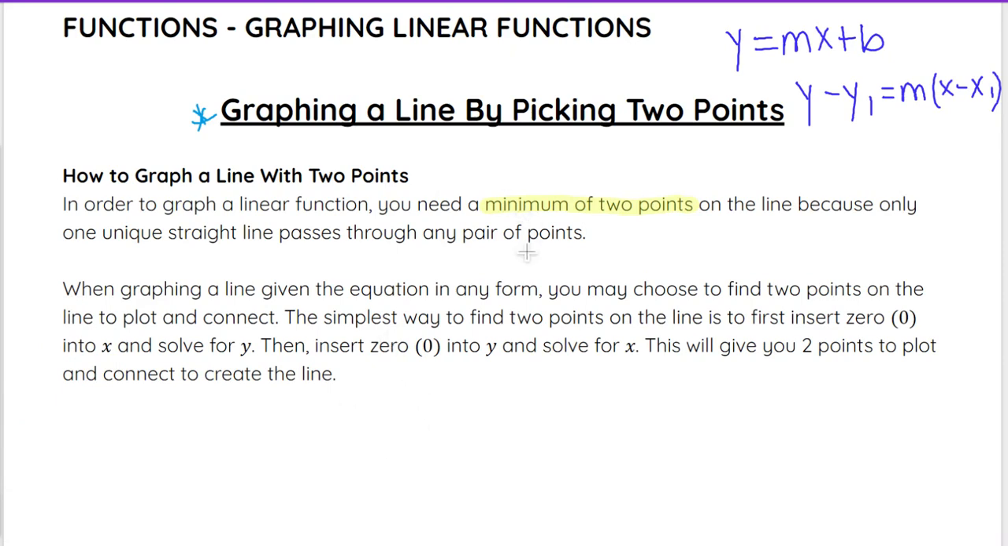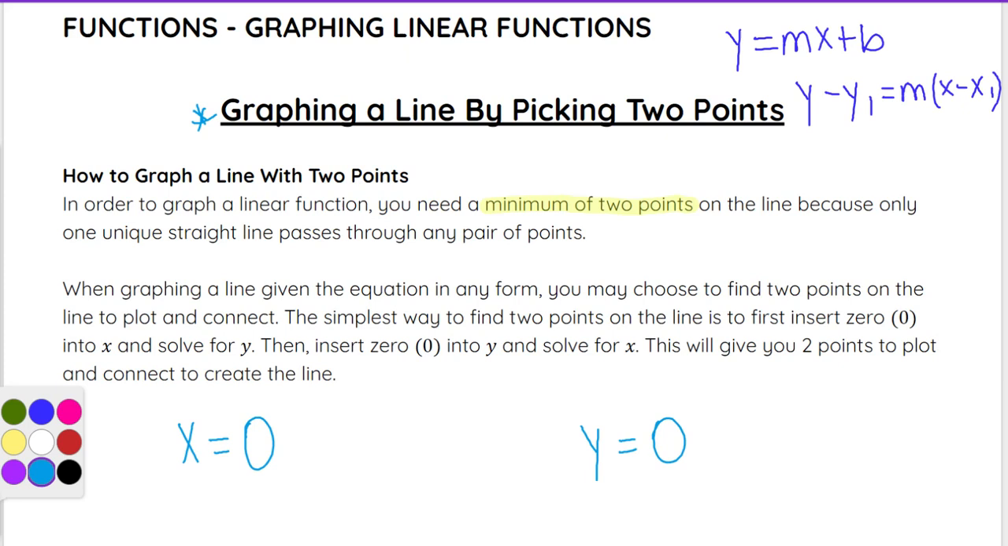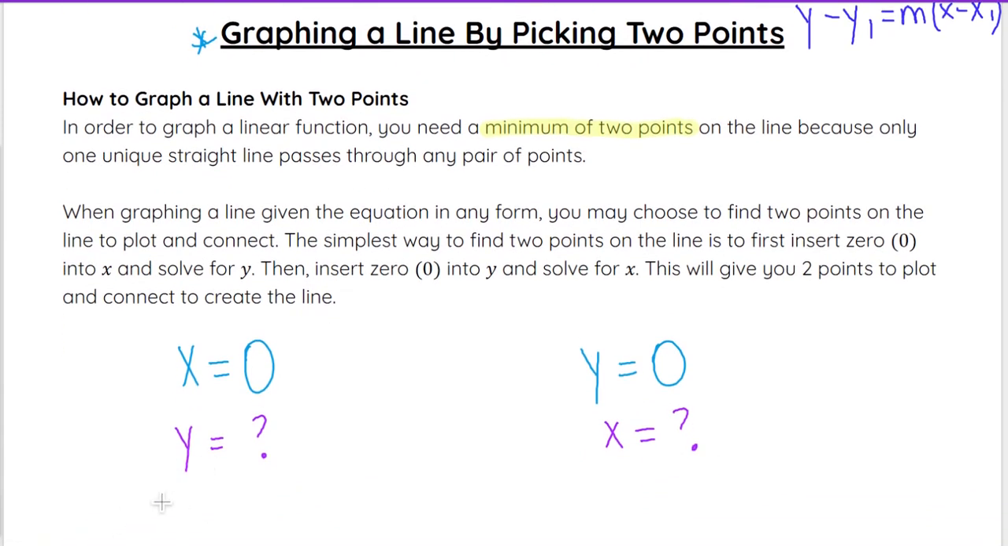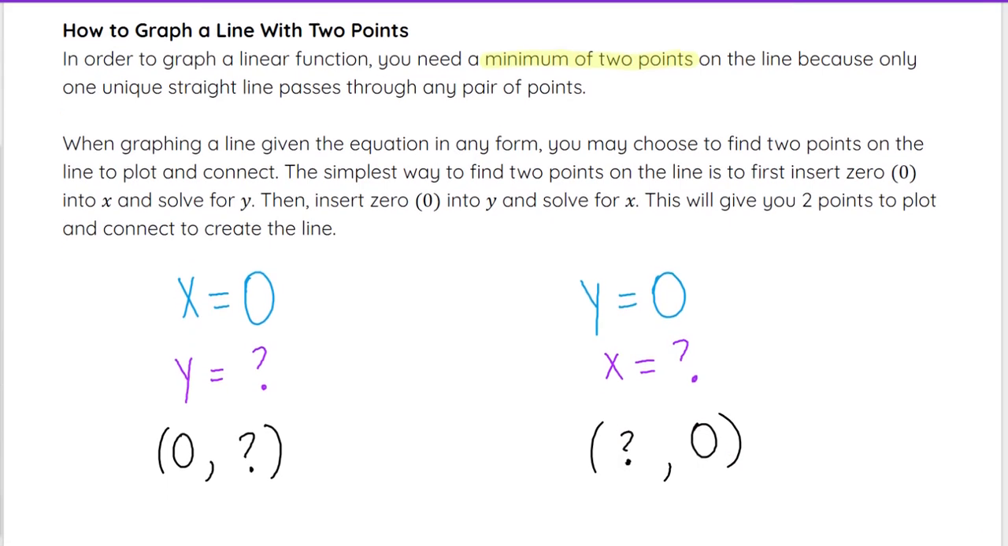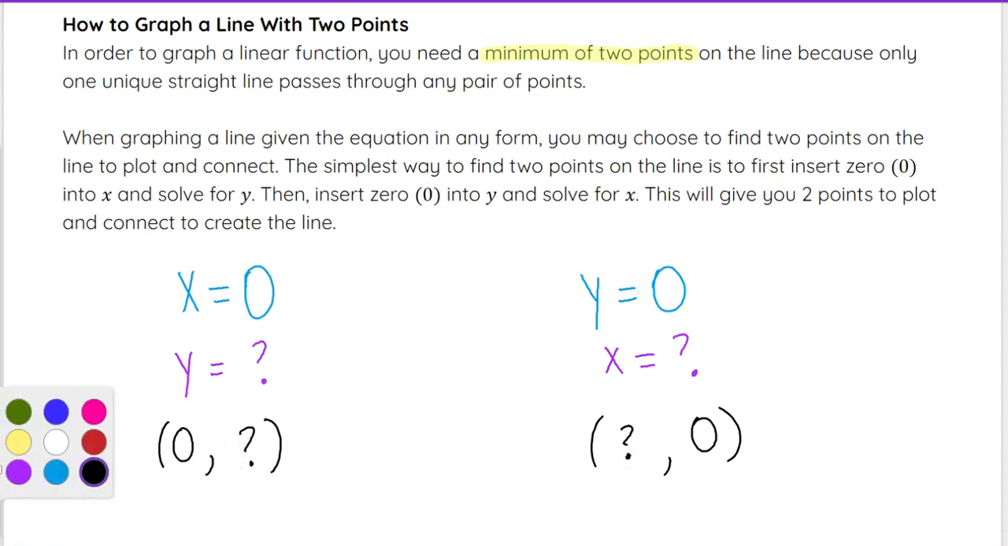Now, the simplest way that I would suggest to do this is to insert 0 in 2 places. We're going to put 0 in for x, and we're going to put 0 in for y. When you put 0 in for x, you will then solve for y. When you put 0 in for y, you will then solve for x. When you do that, you will then have 2 different ordered pairs. This one, when you plug in 0 for x, you will end up with an ordered pair that's listed 0, comma, and then whatever you got for y. And then when you plug in 0 for y, that ordered pair will have 0 as the second number, and then whatever you solved for x as the first number. So we will have 2 ordered pairs that we can plot on a graph.